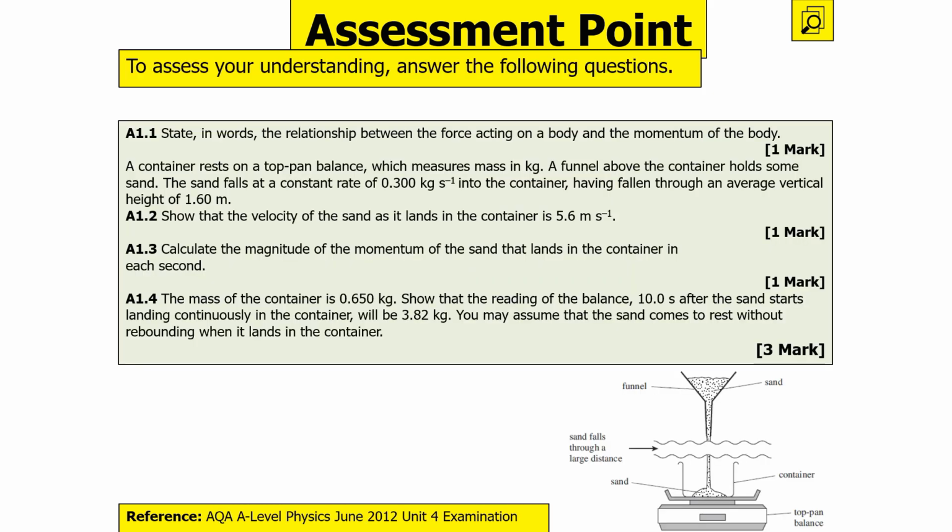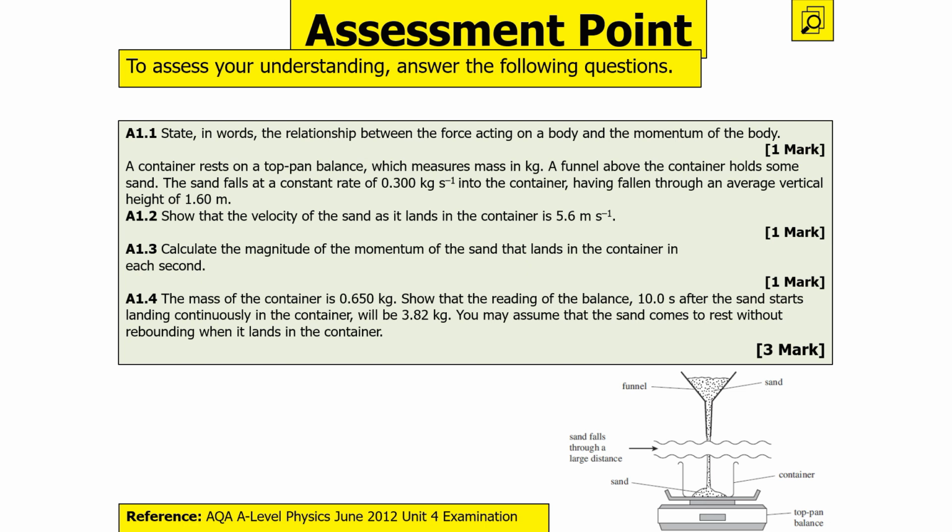The next question says, state in words the relationship between the force acting on a body and the momentum of a body. A container rests on a top-pan balance which measures the mass in kilograms. A funnel above the container holds some sand. The sand falls at a constant rate of 0.300 kilograms per second into the container, having fallen through an average vertical height of 1.60 meters. Show that the velocity of the sand as it lands in the container is 5.6 meters per second.